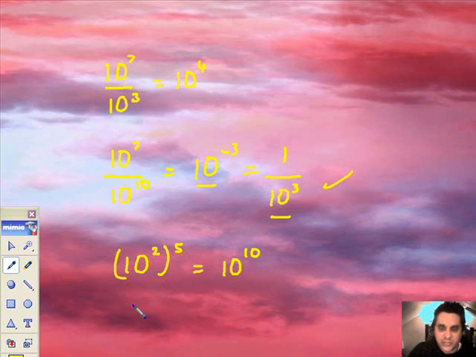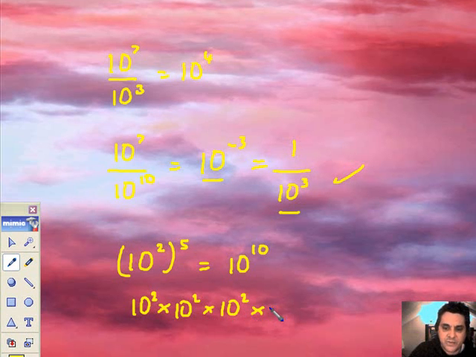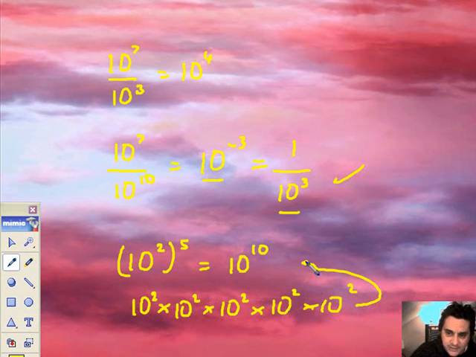I mean, think about it logically. I've got 10 to the power of 2, 10 to the power of 2, 10 to the power of 2, this is me proving it, 10 to the power of 2, 10 to the power of 2. Look at that. 1, 2, 3, 4, 5. So I've got 10 to the power of 2, 5 times over, and as you can see, 2 plus 2 plus 2 plus 2 plus 2 is 10, and that's the same as that, so it's correct.